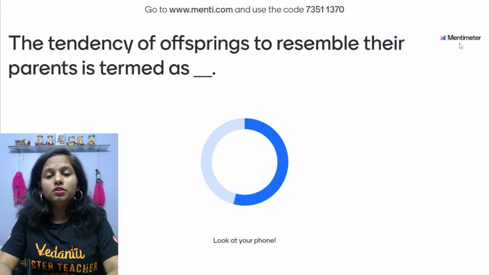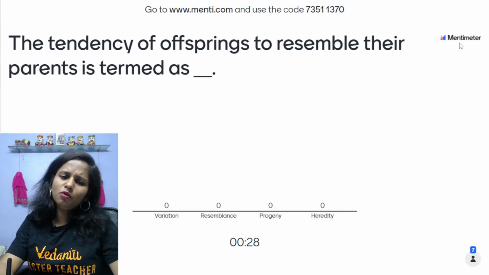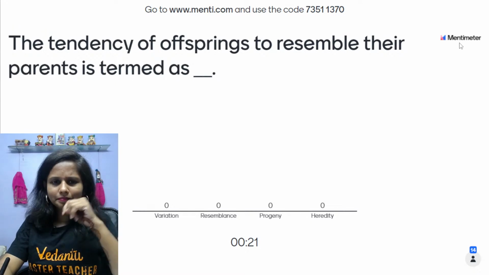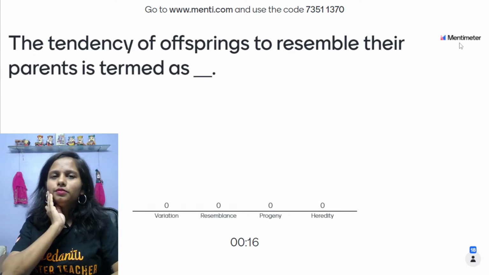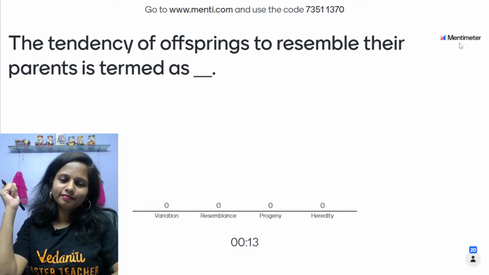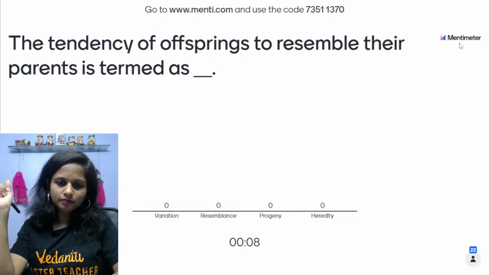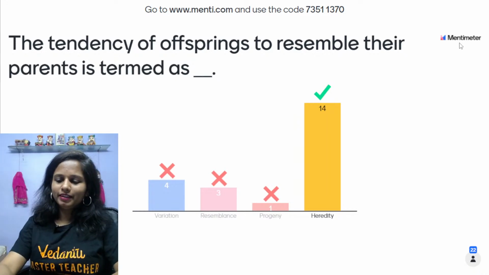The tendency of offsprings to resemble their parents is termed as what? Like I have a dimple chin just like my mom. Is it because of variation, resemblance, progeny or heredity? Yes, the offsprings resemble their parents because they inherit genes through a process known as heredity. Great. Chalo.